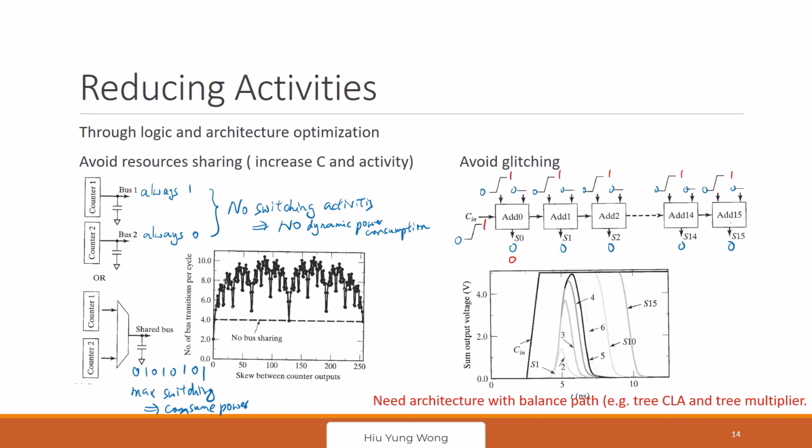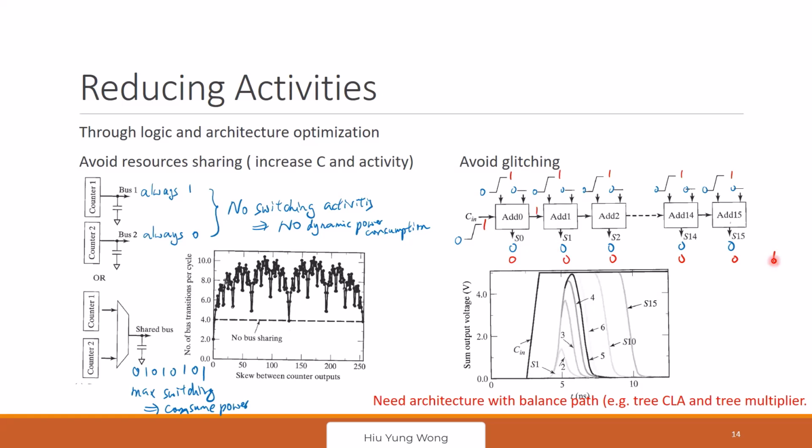So I propagate 1. And then 1 plus 0, the other B is still 0. You just keep propagating, and eventually it becomes 1, correct? So there should be no switching. So I expect that my power consumption should be very low.